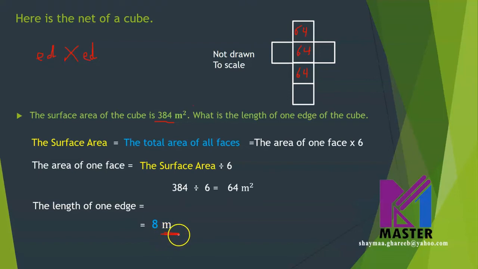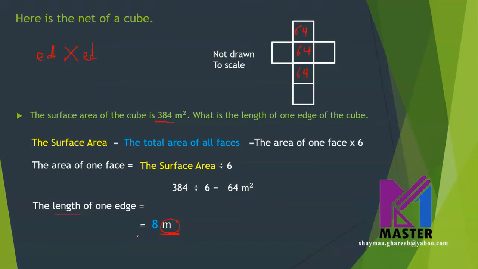Here, remember, this is length. So the unit will be in meters, not square units or meters squared, okay? Also, we can get the length of one edge by getting the square root of 64. So the square root of 64 is 8. And we can think of a number that, when I multiply it by itself, gives me 64, which is 8.